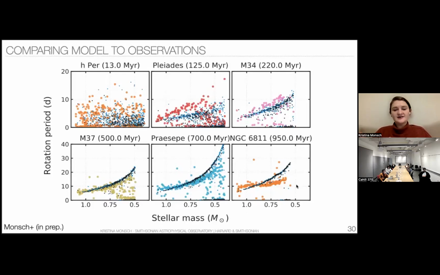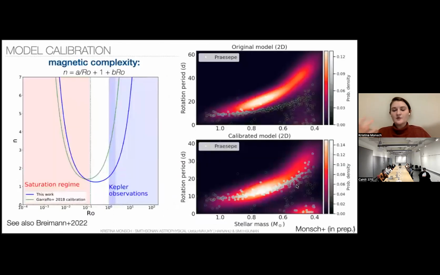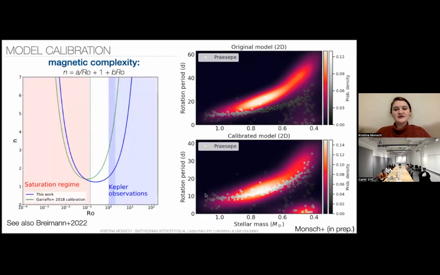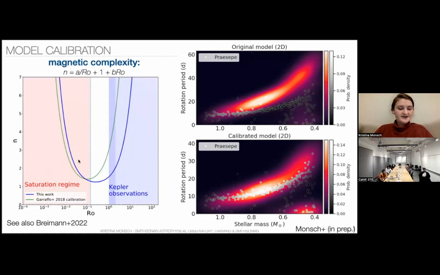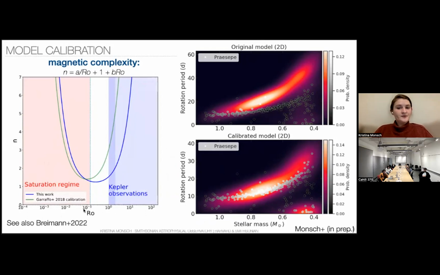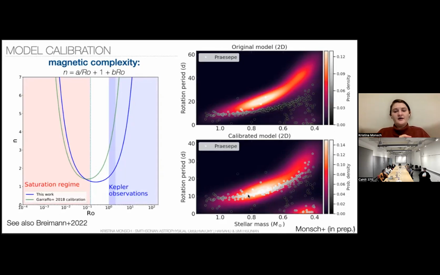And then, as I was saying, our model still doesn't perform perfectly. It's quite good, but it doesn't perform perfectly. So by comparing the model to observations, we can calibrate our model. And this is partly also what, I forgot to put the reference here, but it's the Gossage 2021 paper, where Sask was deriving a different relation of stellar magnetic complexity as a function of Rossby number. And this way you can easily calibrate your model in order to reproduce the observations better.